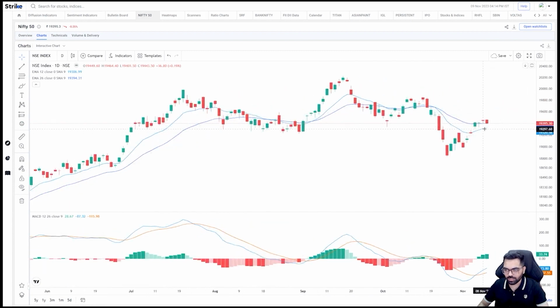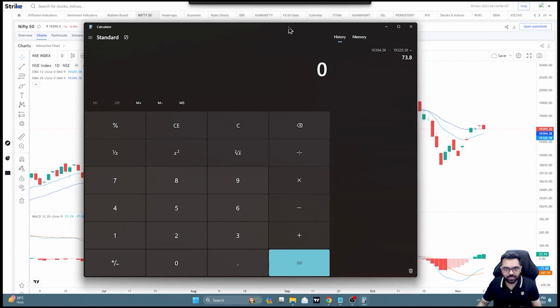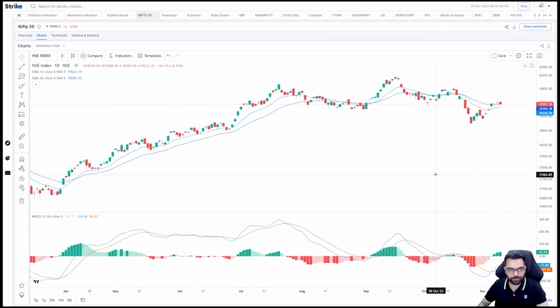So let's try it on the current values of the moving averages. Let us subtract the 26-day average from the 12-day average. We are getting the number as negative 73.8, which means that the slow moving average is right now above the faster moving average since the price has gone through a small downtrend. So this is the MACD line, the difference between the 12-day exponential average and the 26-day exponential moving average.